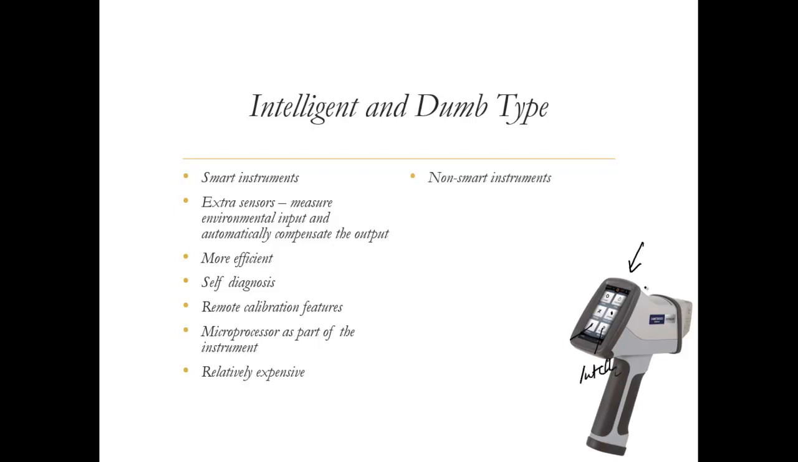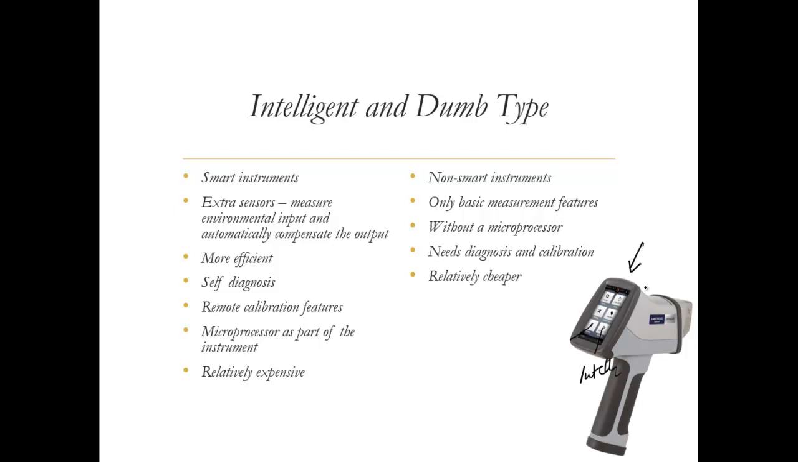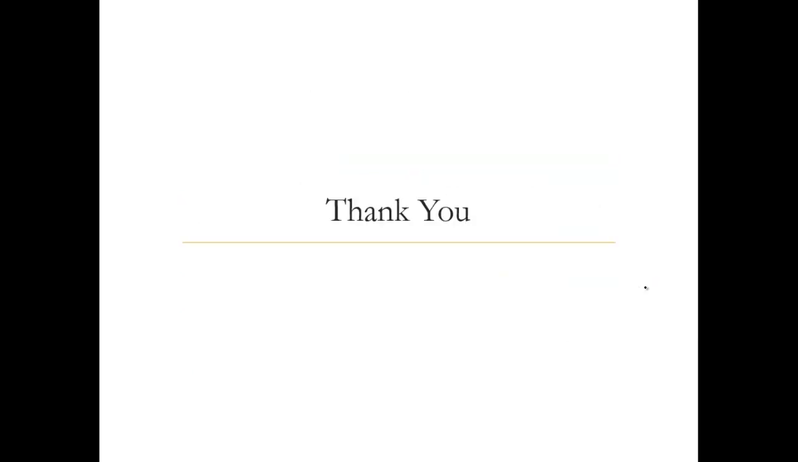And dumb type classification is just about these normal instruments that we use, which do not have a microprocessor or any type of controller embedded in them. So they are also referred to as non-smart instruments, and they have basic measurement features. They are without a microprocessor. They need diagnosis and calibration if the need arises, though they are relatively cheaper. So an example is the Bourdon tube that we have already discussed many times.